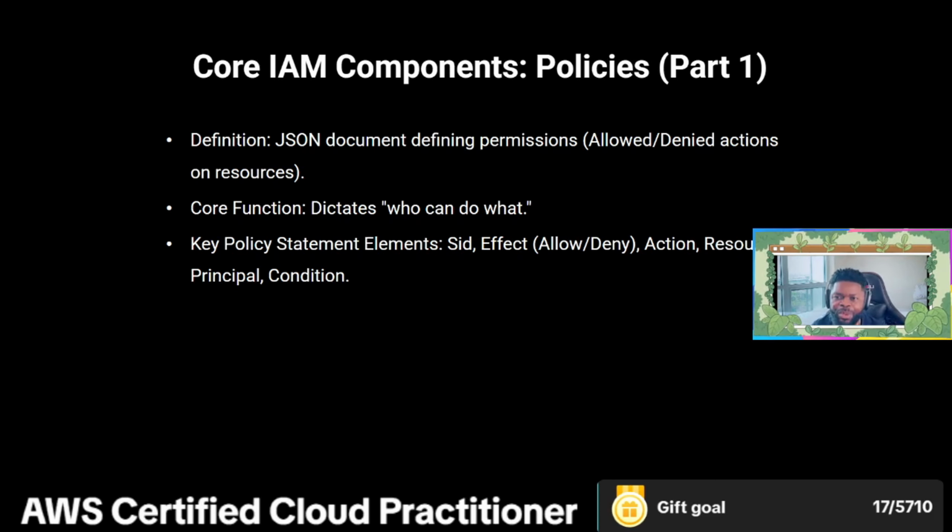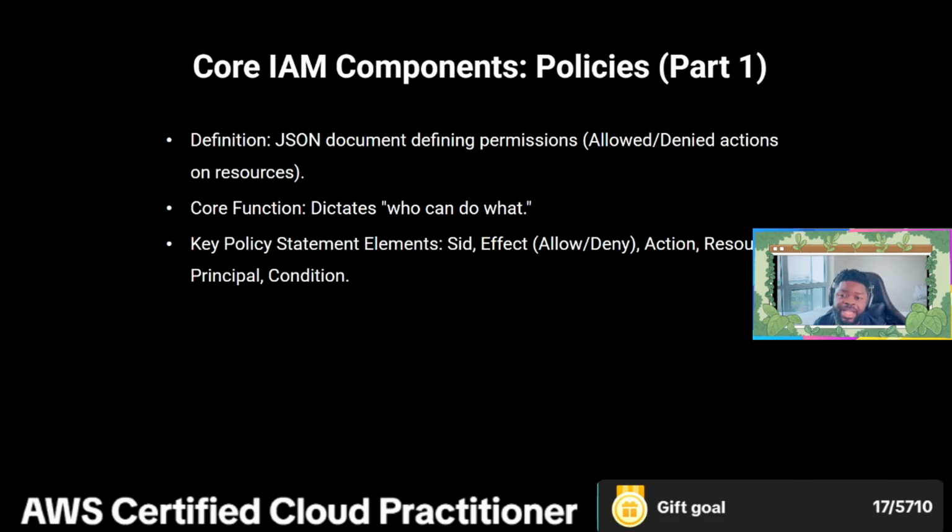So it's just a JSON document. Basically, it defines permission. It says this person is allowed to do this, or this person is not allowed to do this in an account. So it looks at a resource, and it can tell you that the TikToker is allowed to do this, or is also denied from doing this. Okay. So like I said, the core function here is basically it decides who can do what.